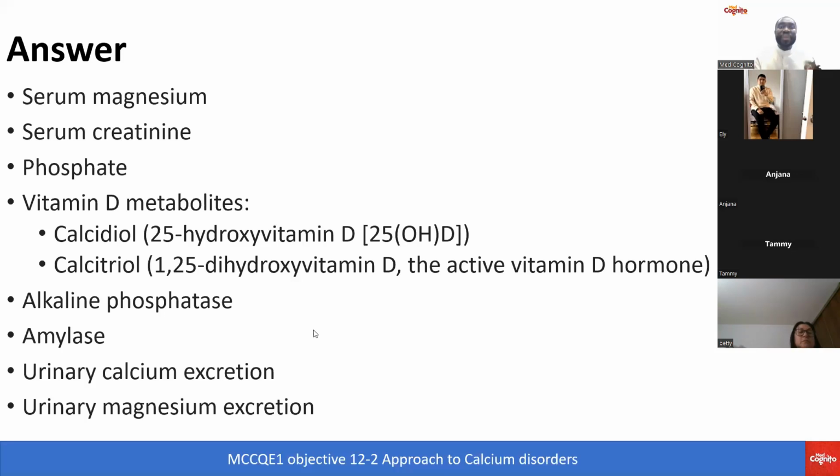Please mute yourselves. Okay, we have two vitamin D metabolites, and as we learn, you will see the context in which you should think about this or that.